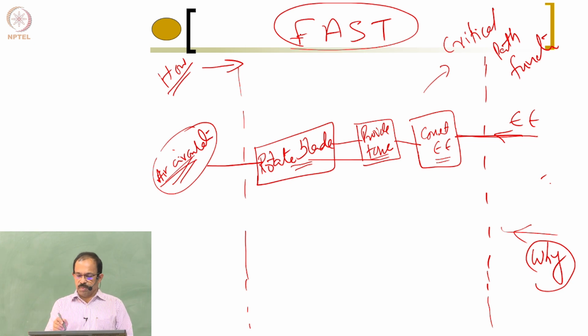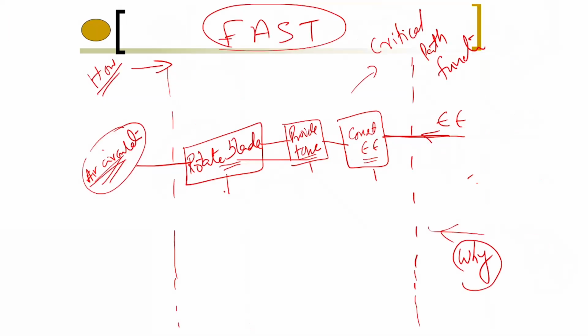Now this is only the critical path. We need to have many other functions to this, because if you want to rotate the blade, what are the things you need to rotate the blade? The blade should be there, then someone should hold the blade, right? So who will hold the blade? So hold the blade is a function.